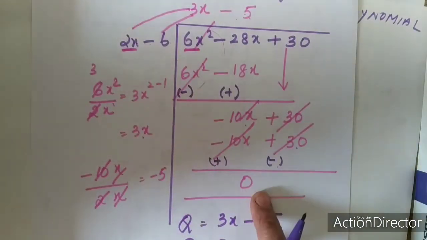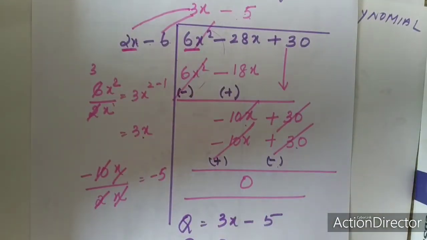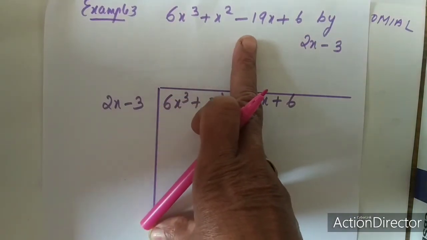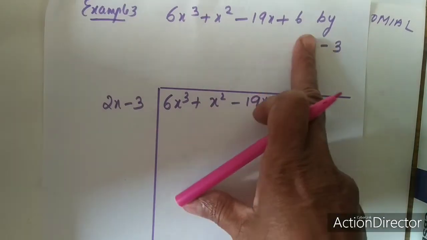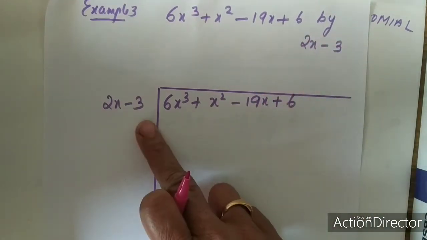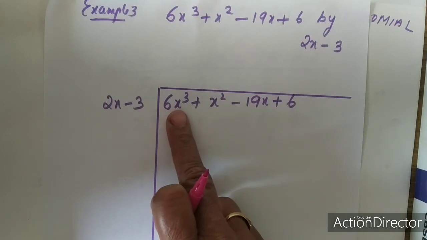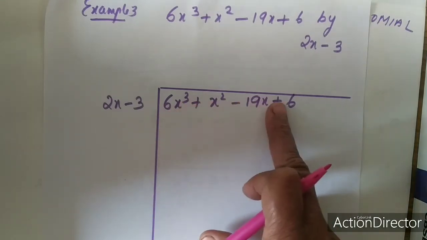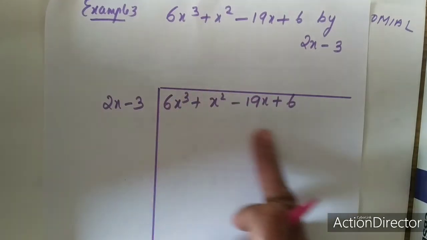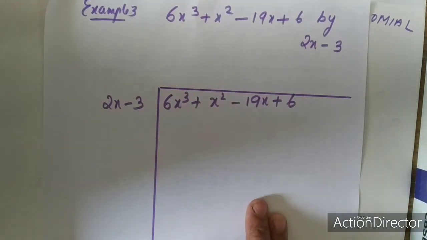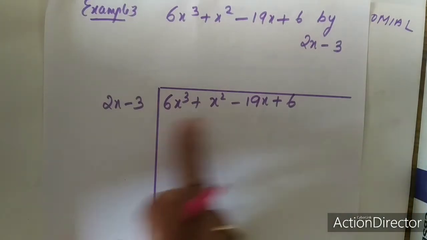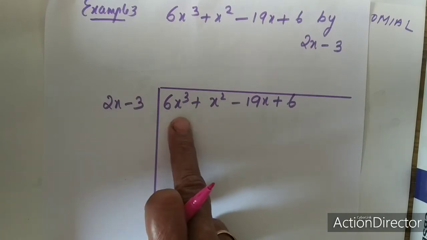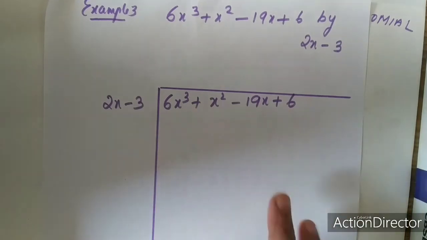Hope you understood this long division. Let us see one more example. Third example: 6x³ + x² − 19x + 6 by 2x − 3. Check whether the dividend is arranged in decreasing powers of x, that is 3, 2, 1 and then constant. Always it should be arranged in decreasing powers of x, both the dividend and the divisor. Here also you are having decreasing powers. Dividend also decreasing powers of x.